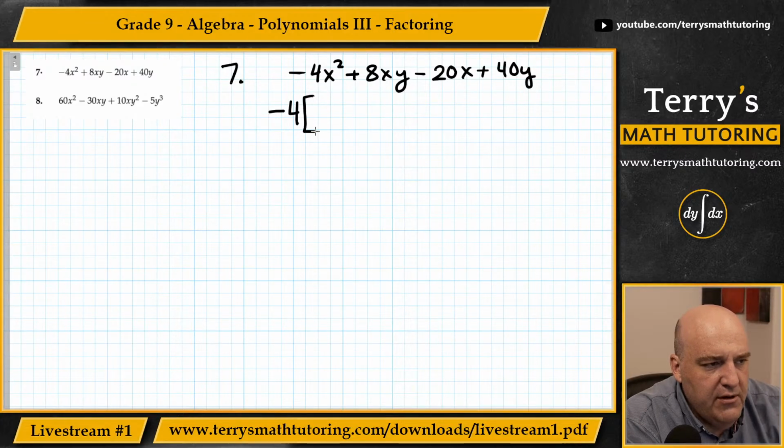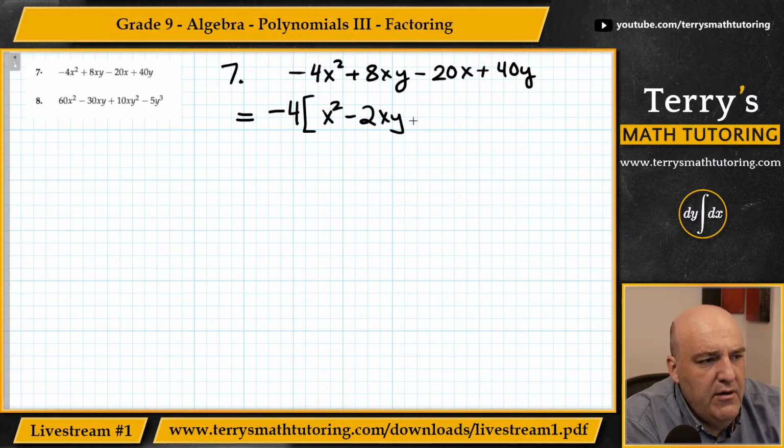How about I use square brackets here? What do I have left over? X squared minus 2xy. Since I have a minus 20 and I'm pulling out a minus 4, negative 20 divided by negative 4 is a positive 5x. Positive 40 divided by negative 4 is a minus 10y.